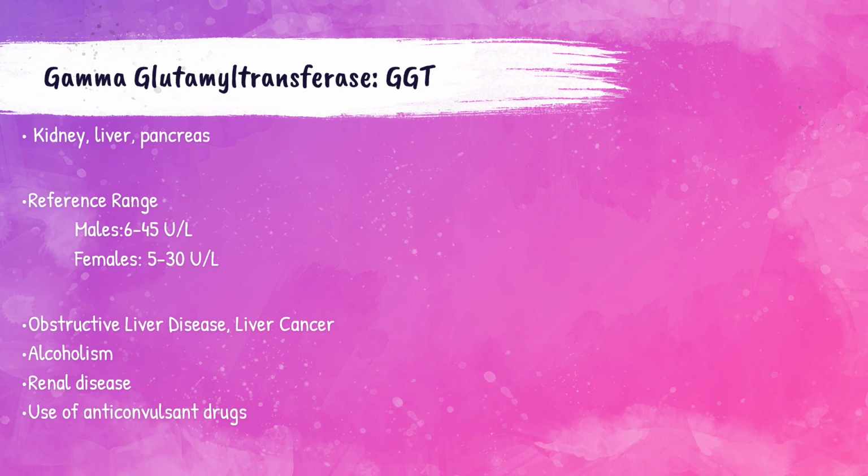Gamma-glutamyltransferase, or GGT, is an enzyme located mainly in the kidney, liver, and pancreas. It's most commonly used in clinical laboratories for the detection of hepatobiliary disorders, so these are disorders of the liver and the bile ducts. Elevated levels of GGT may also occur in the blood of patients who chronically abuse alcohol. The normal reference range for GGT for males is 6 to 45 units per liter, and for females 5 to 30 units per liter.